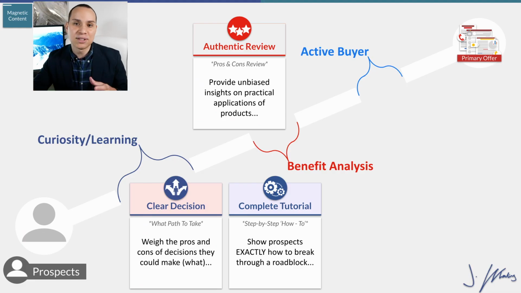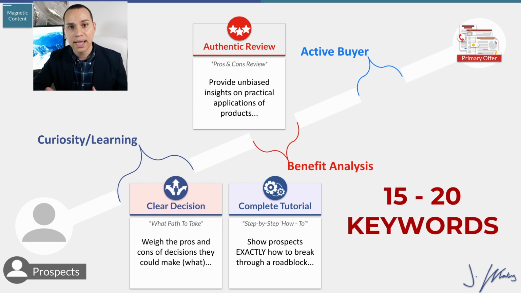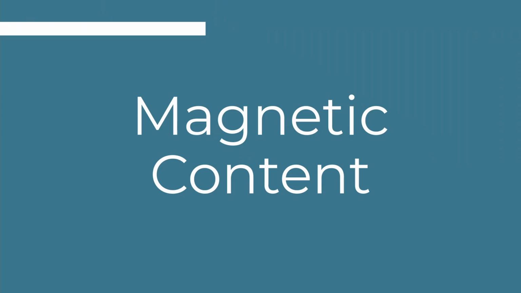And so going back to our customer journey here, we have the how-to tutorial, we have the decision guide, and we have the reviews. Hopefully you have a couple of keywords. I recommend having anywhere from 15 to 20. And then the next step of your process is, of course, actually writing, right? So let's go through some quick examples of what each one of these could entail.